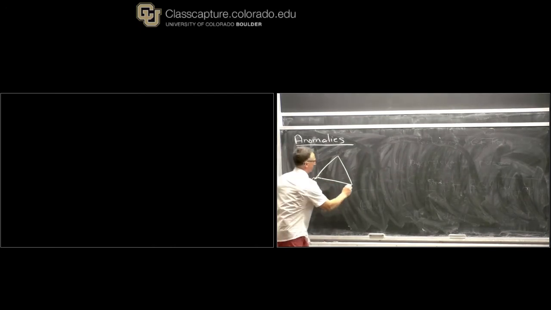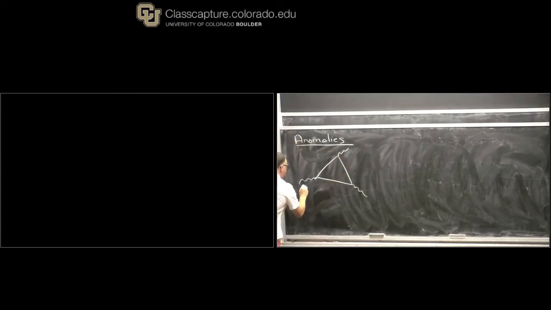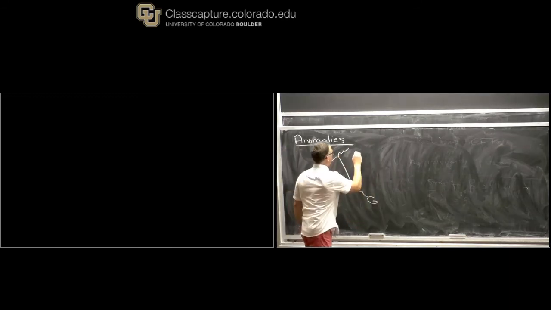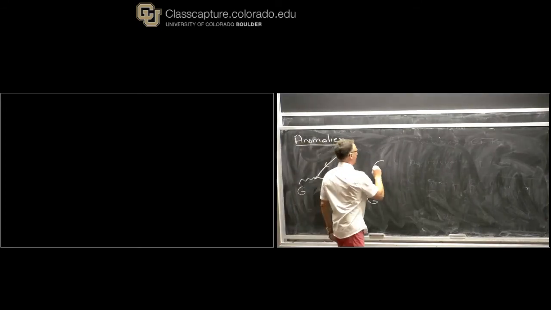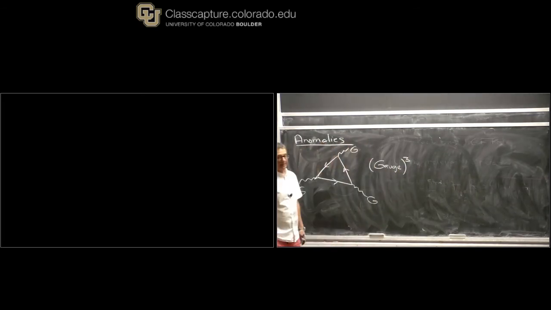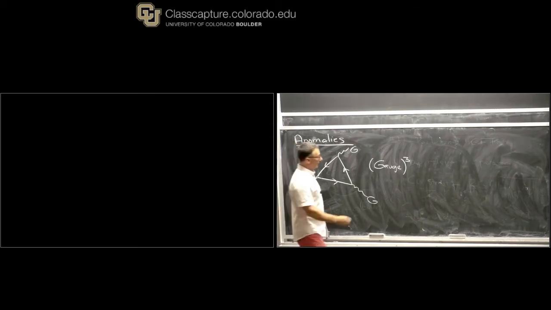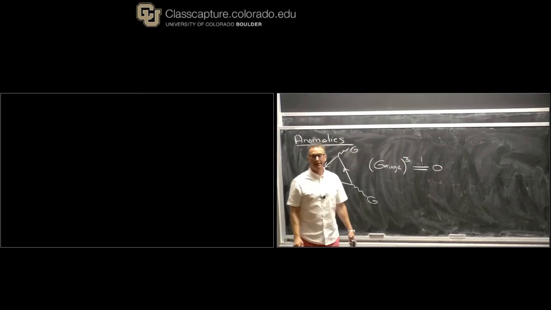Maybe I'll just write it as gauge field lines. So this is the case where I have G as a gauge symmetry. And then we can have the fermions that run around in the loop. So this is the gauge cubed anomaly. And this anomaly has to be zero. Otherwise, the theory is inconsistent.